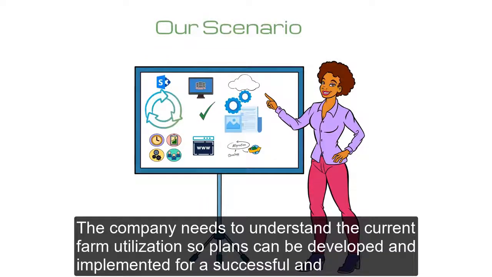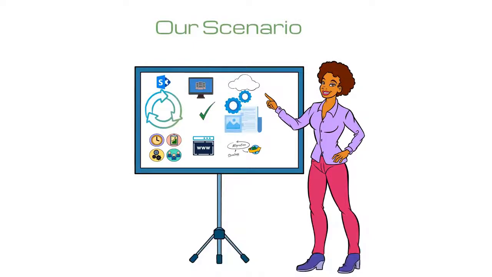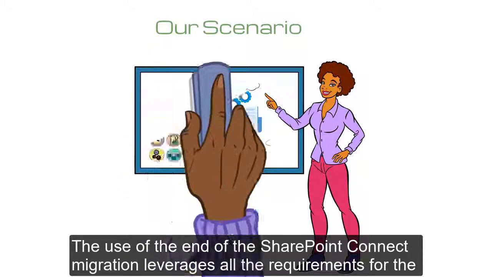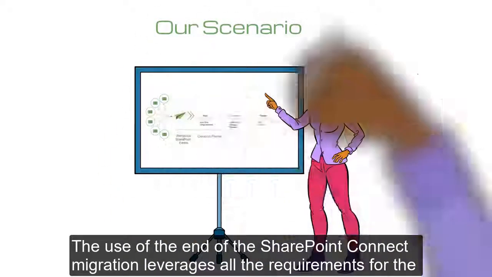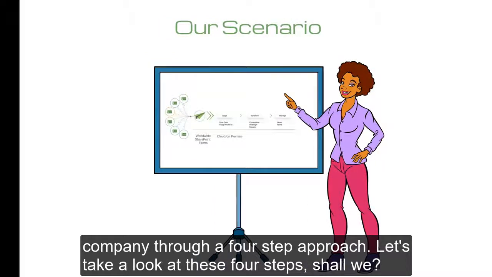The company needs to understand the current farm utilization so plans can be developed and implemented for a successful and seamless migration. Their solution needs to support multi-cloud and data center synchronization. The use of MDACA SharePoint Connect migration leverages all of the requirements for the company through a 4-step approach. Let's take a look at these 4 steps, shall we?